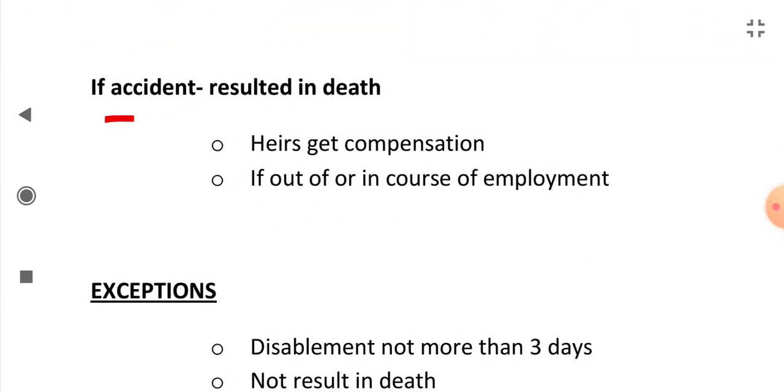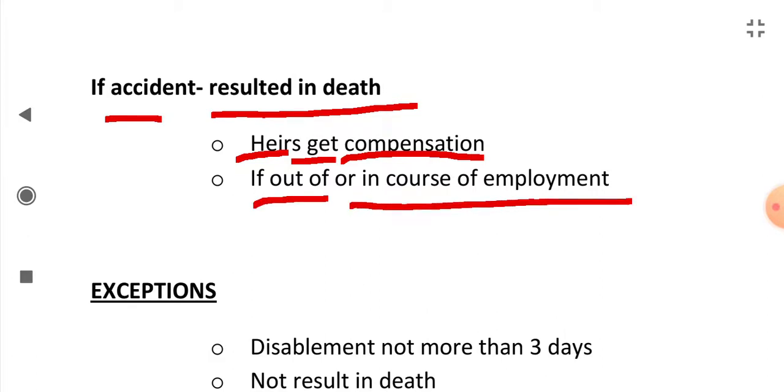If the accident resulted in death, the heirs will get the compensation. The heirs of the workman will get the compensation if the accident was out of or in the course of employment.